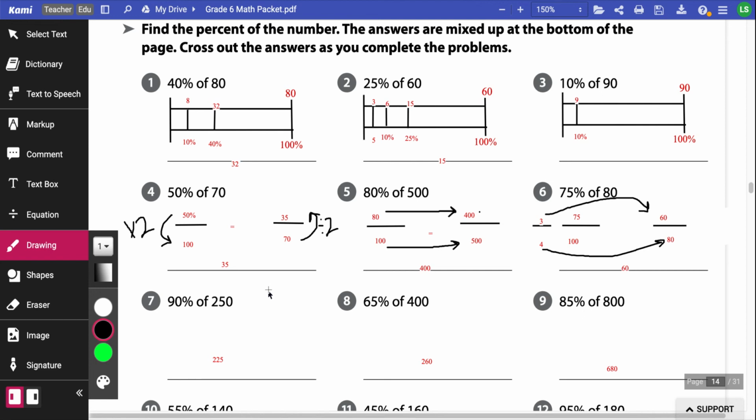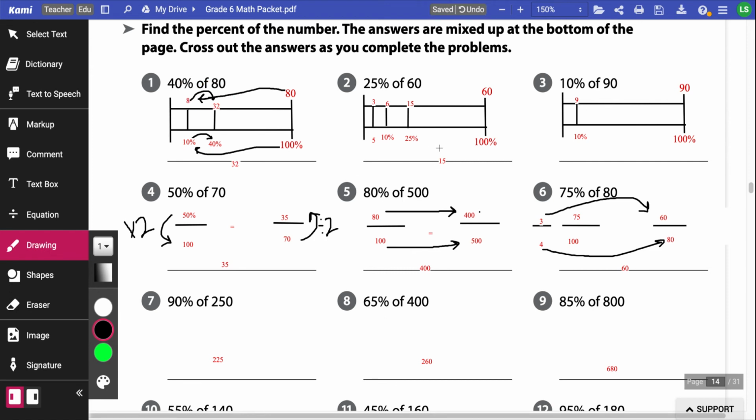All right, so on page 14 for number 1, the first thing I did on my double number line is I knew I was trying to find 40% of 80, 80 being my whole, which is equivalent to 100%. The first thing I did was I found 10% by dividing by 10, and 80 divided by 10 gave me 8. And then I was able to scale up 10 times 4 for 40%, and 8 times 4 for 32. So 32 was your solution for question 1.